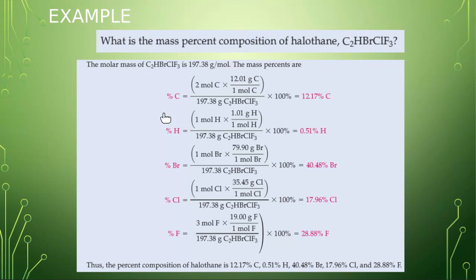And for example, for the carbon atom, percentage carbon is equal to how many moles of carbon atoms does halothane contain? Only 2. 2 multiplied by the carbon atom's atomic mass, and then divided by this molecule's molecular mass. Okay, and then multiply with 100, and you can find the percentage of carbon atoms this halothane contains.